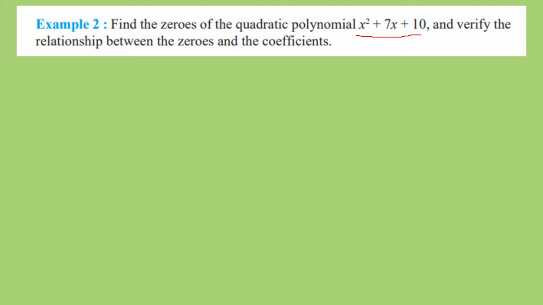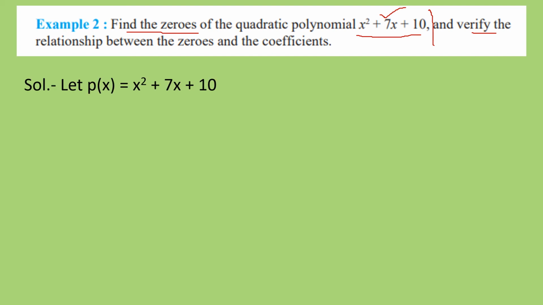Now see, this question is divided into two parts. In the first part we have to find the zeros of this given quadratic polynomial, right? And in the second part we have to verify the relationship between the zeros and the coefficient. Just now we discussed the relationship between the zeros and coefficient of a quadratic polynomial, so only we have to verify, but before that we have to find out the zeros of the quadratic polynomial. We know a quadratic polynomial will have at most 2 zeros, right?